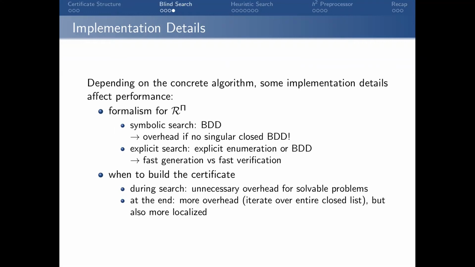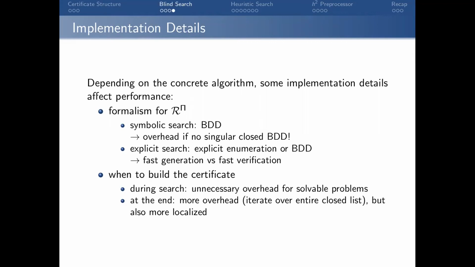On the other hand, if you use explicit search, you could use just an explicit enumeration, or you can also use BDDs. For BDDs, you can basically add one state at a time to the BDD. There you don't really have this problem of unbounded conjunction because you always add a full model. So that can actually also be done efficiently. And you can do both, whichever you prefer.